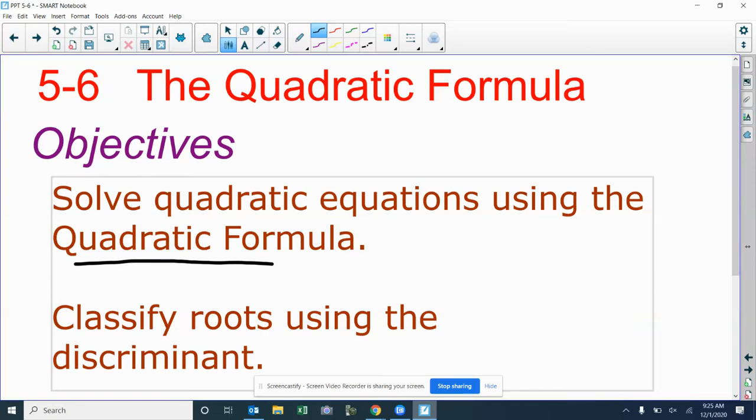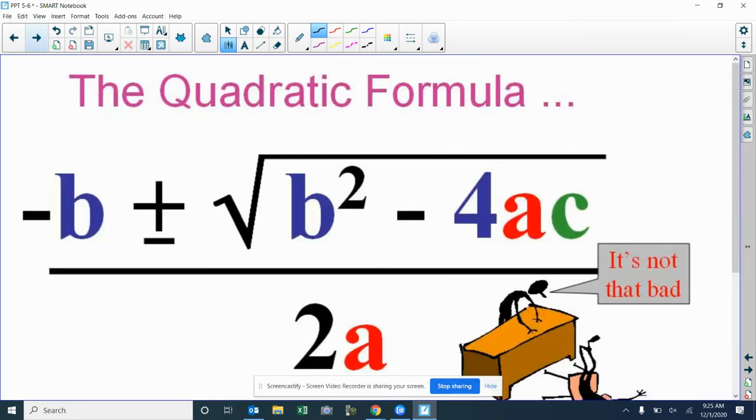All right, quadratic formula. Again, we've been solving quadratics with quite a few different things. This will be our last method, so I'm going to review some of those methods with you. There's the guy right there. He's not so bad.